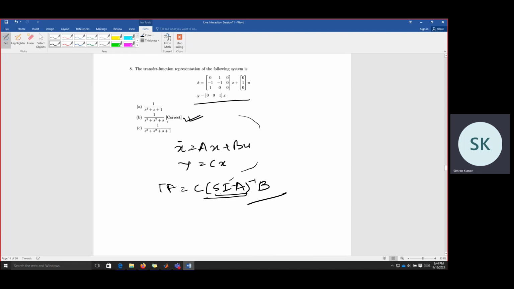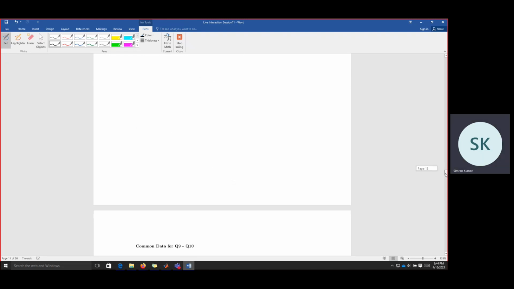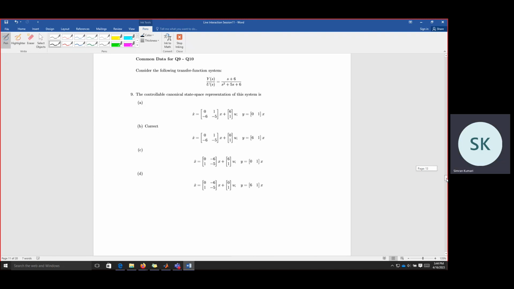Obviously, this we are expecting because y is a 1 cross 1 vector or one-dimensional variable, so output should be a rational transfer function. It should not be a matrix. Okay. We'll proceed to next question. So this is the transfer function. Now, for this transfer function, we can have different state space realizations.